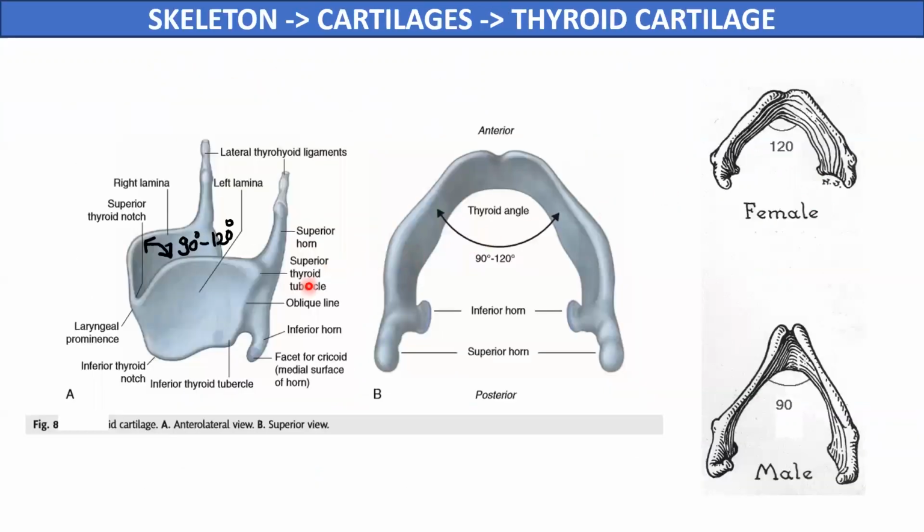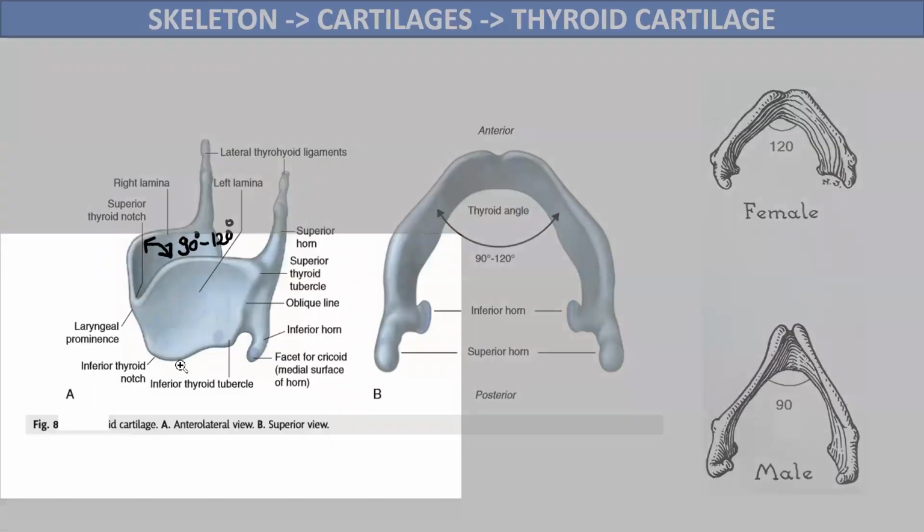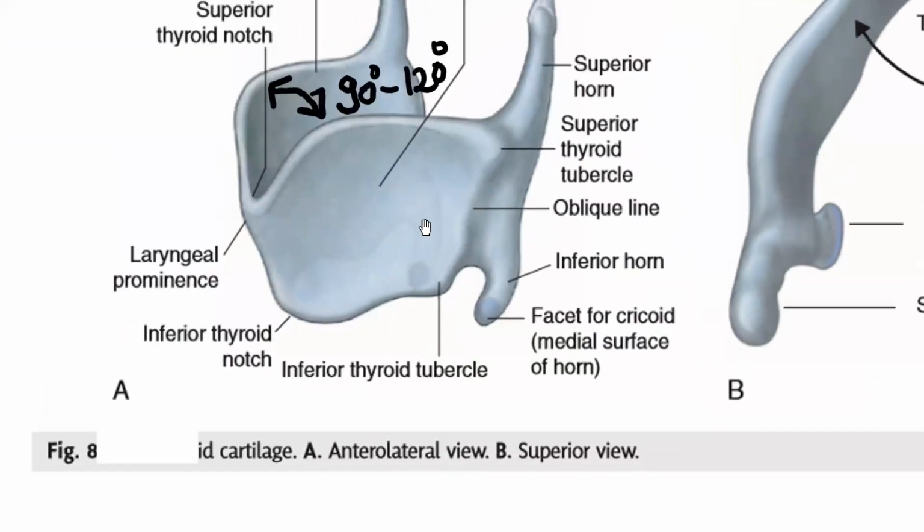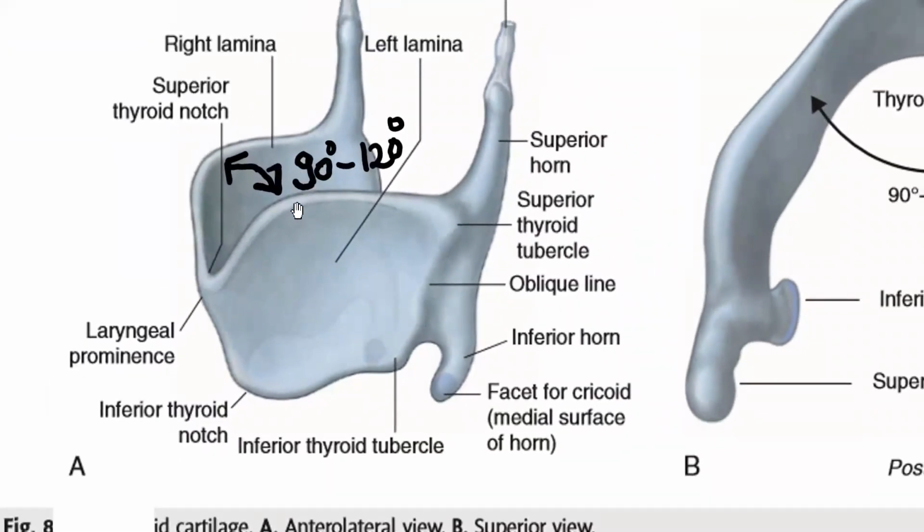The thyroid cartilage is the largest cartilage of the larynx, and the word thyroid itself means shield-like. So this cartilage will cover the larynx from its anterior side like a shield. And the thyroid cartilage consists of two laminas. We can see this right and the left lamina.